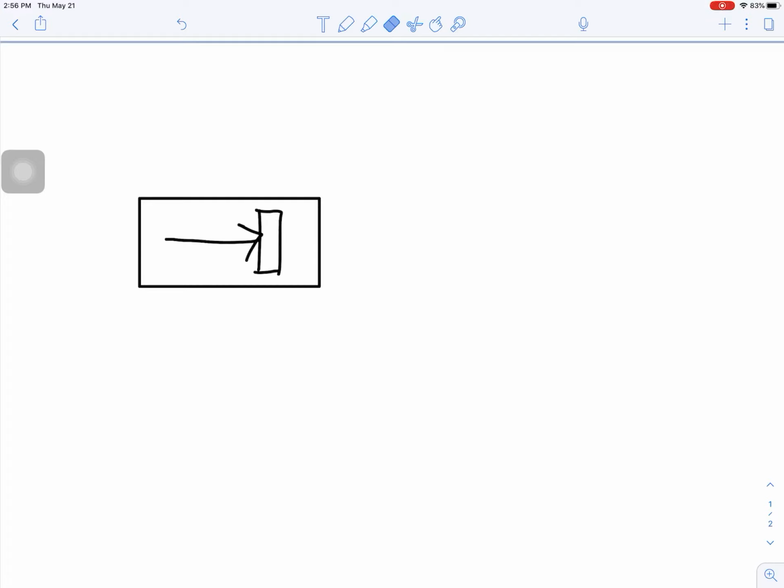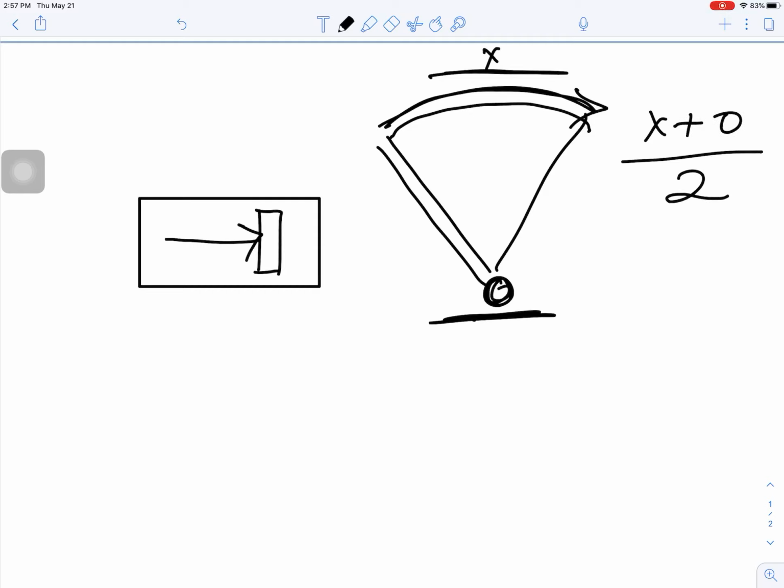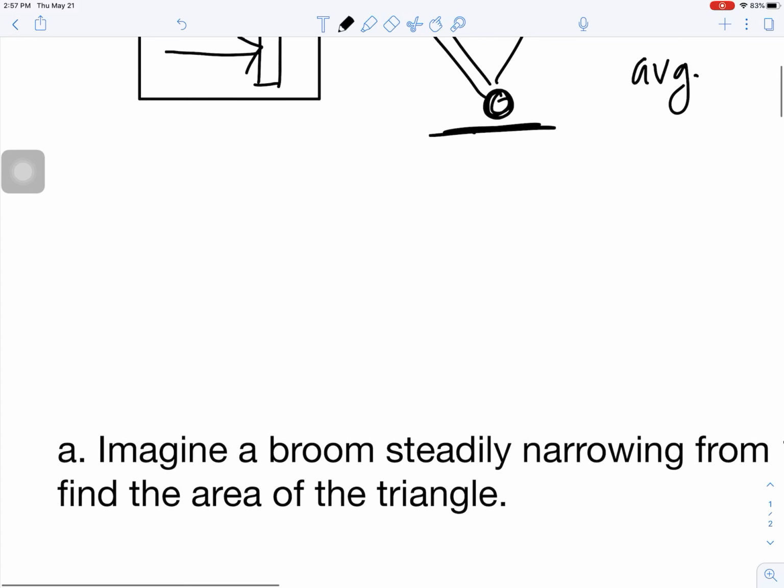But what if you had a broom that was over here, with one end of the broom here, and you were sweeping an arc that way? So this end is making zero travel, but this end here is traveling. In order to find the average distance traveled, we take this number and this number, add x plus 0 and divide by 2, and that will give you the average. That's the key concept they're training you on this time.